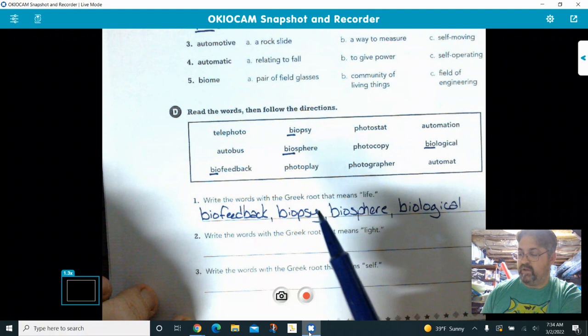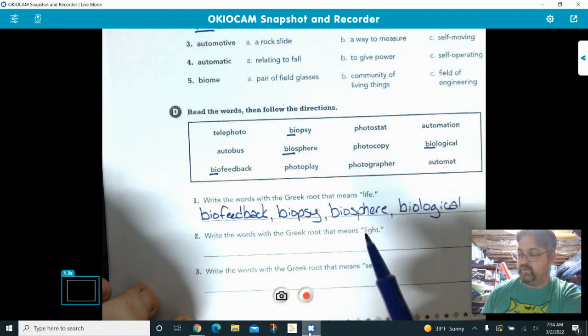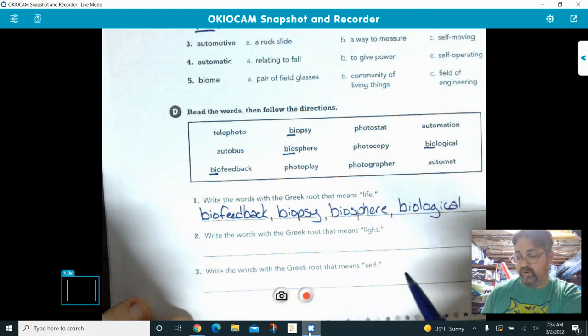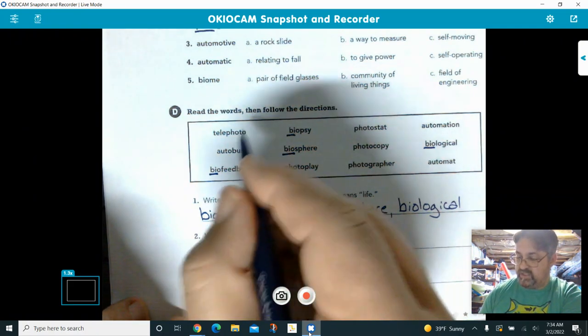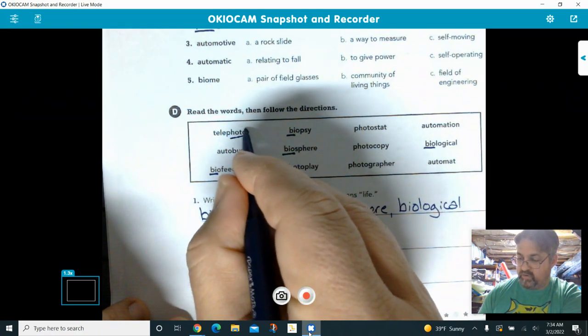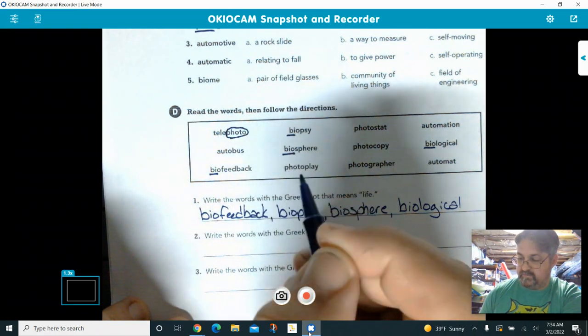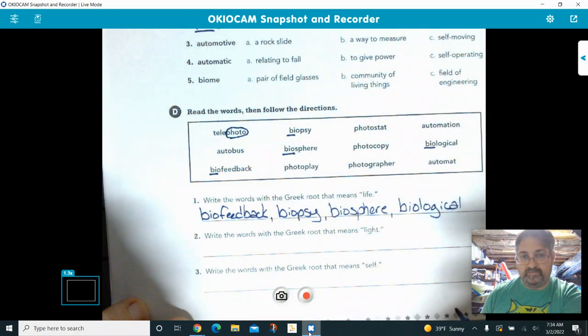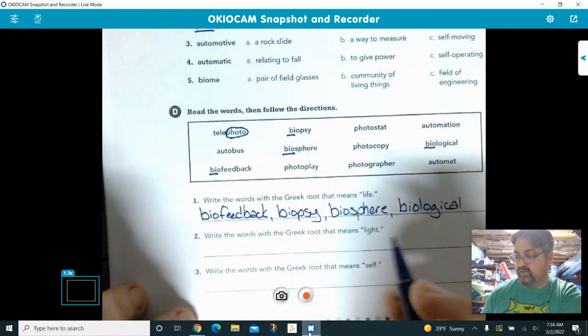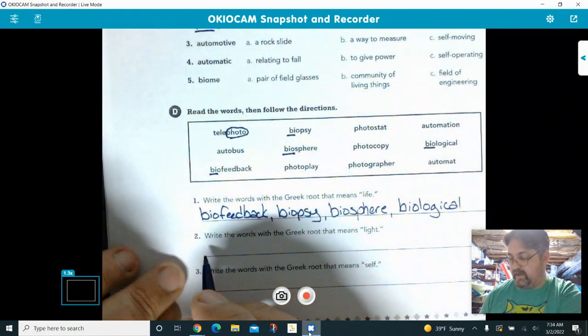Now we're going to have 1, 2, 3, 4, 5 words with the root that means light. I might recommend you circle those. You circle all the rest of them. That way you don't get confused with which ones to write. And all the words that you circle, write them in here.